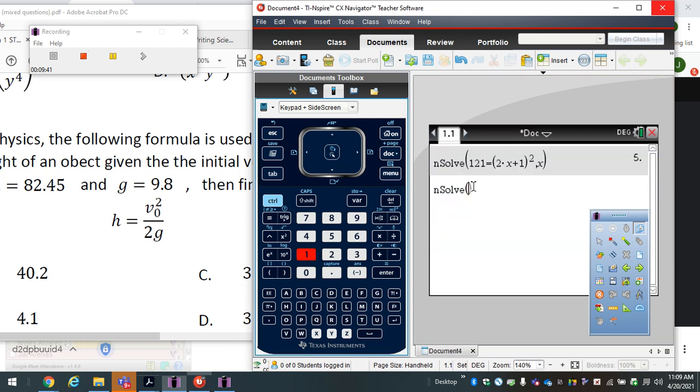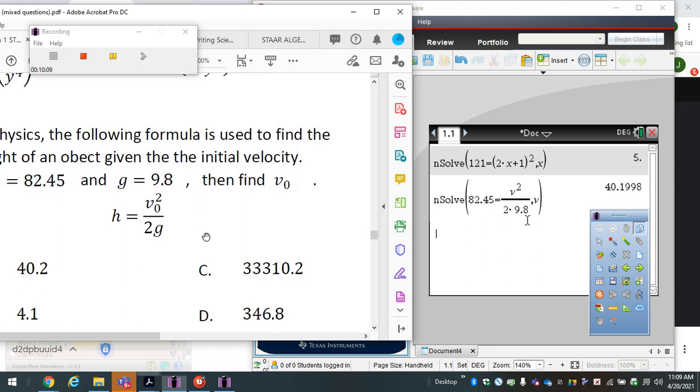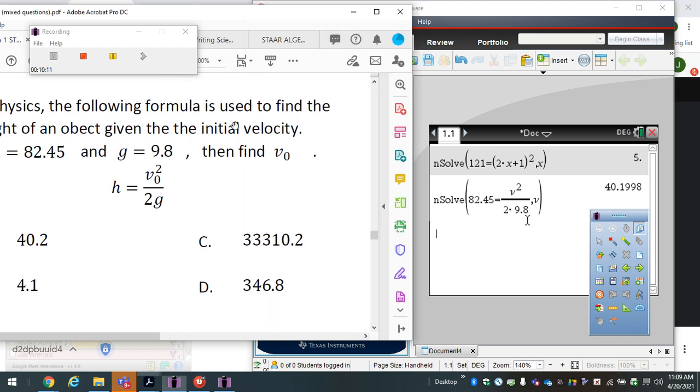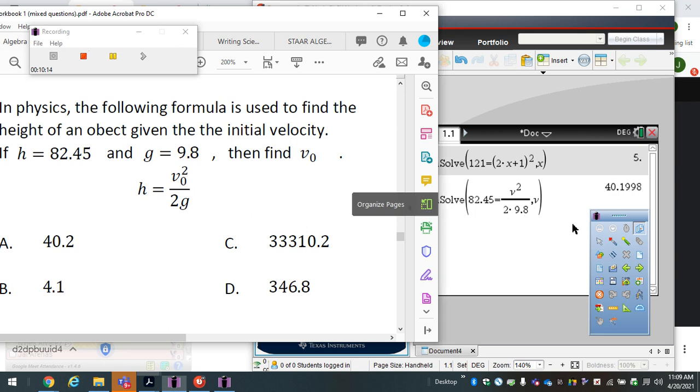Menu 3.1, 82.45 is equal to, we're going to go with v squared divided by 2 times 9.8. B, about 40.1, okay, 40.2-ish. A.